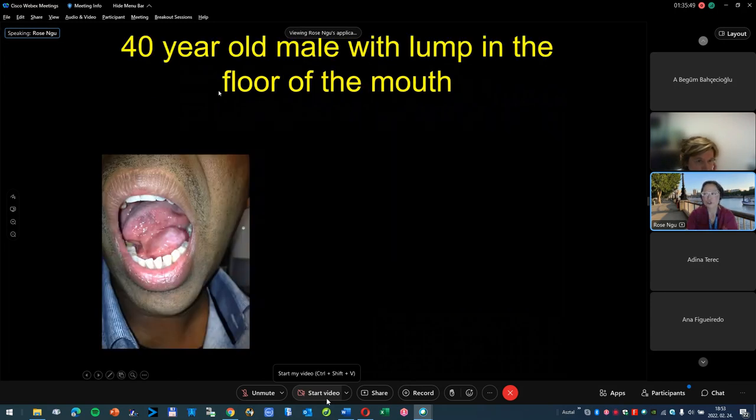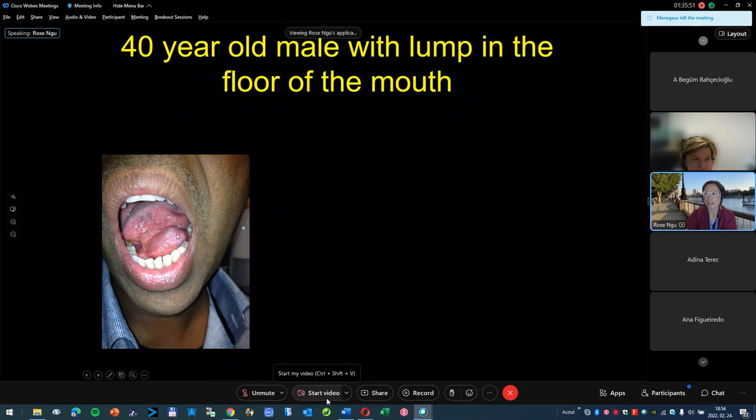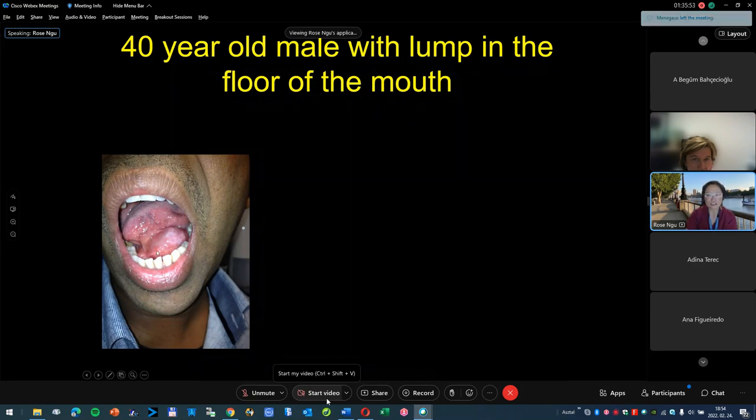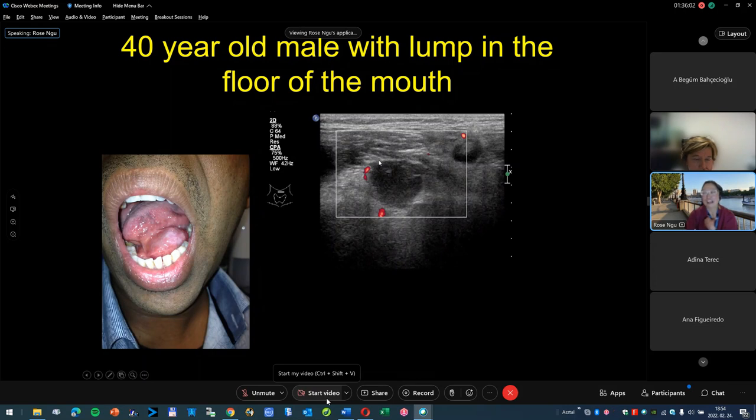So this is a 40-year-old male presented with a lump in the mouth, in the floor of the mouth. And if you attended the lecture yesterday, you will notice that this was what the presenter said. It was a ranula, very, very typical appearance. So what did you see in a ranula? In the floor of the mouth, as you notice, the mylohyoid depicts and separates the extraoral, which is the top here, and the intraoral. So this happened in the floor of the mouth.